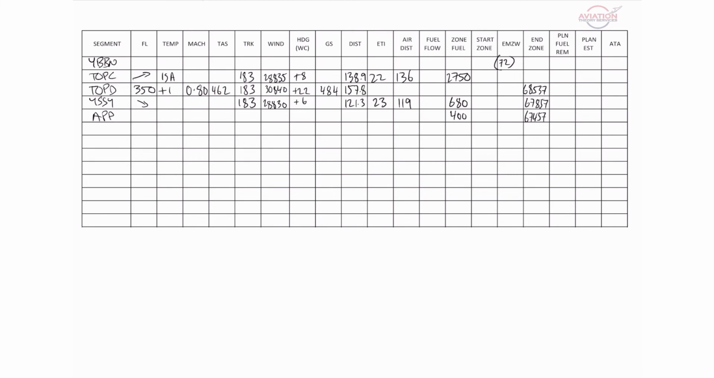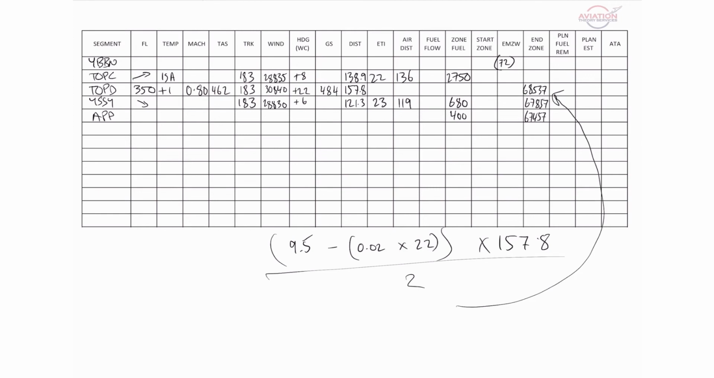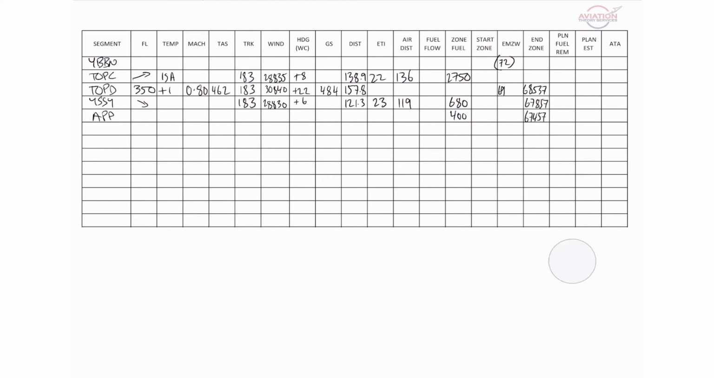We'll treat this like any other normal cruise leg by working out the estimated mid-zone weight. Going 0.02 times the wind component, 22. Because it's a tailwind, we'll subtract that from our SAR. We'll multiply this by our distance, divide it by 2, and then add that onto our weight at top of descent. That gives us an estimated mid-zone weight of 69 ton.